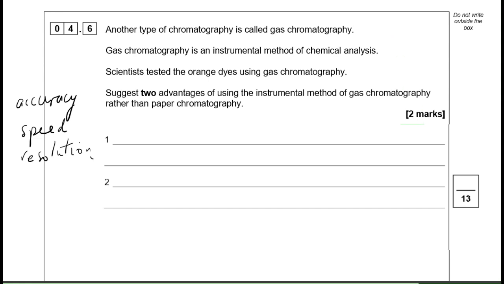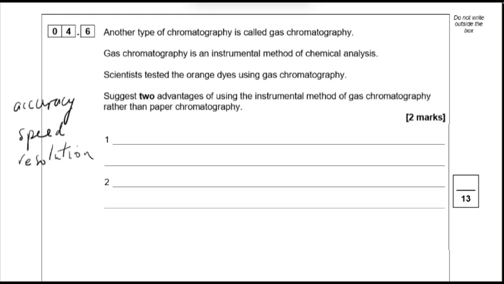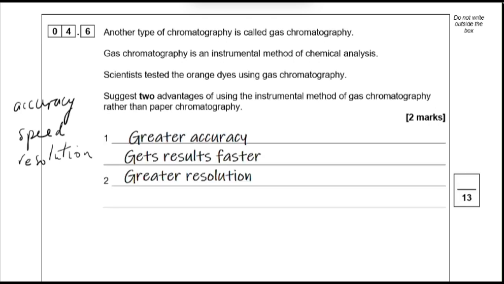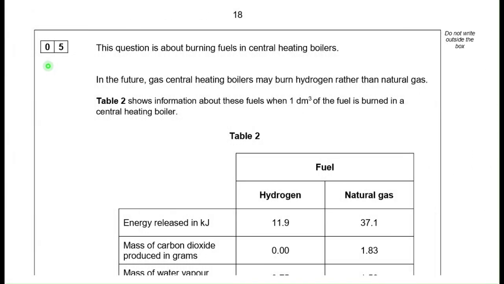You just have to learn the standard answer for using instrumental methods. You're talking about accuracy, speed, and resolution. So instruments provide greater accuracy, get results faster, and give greater resolution. Any 2 for 2 marks. Over the page, question 5.